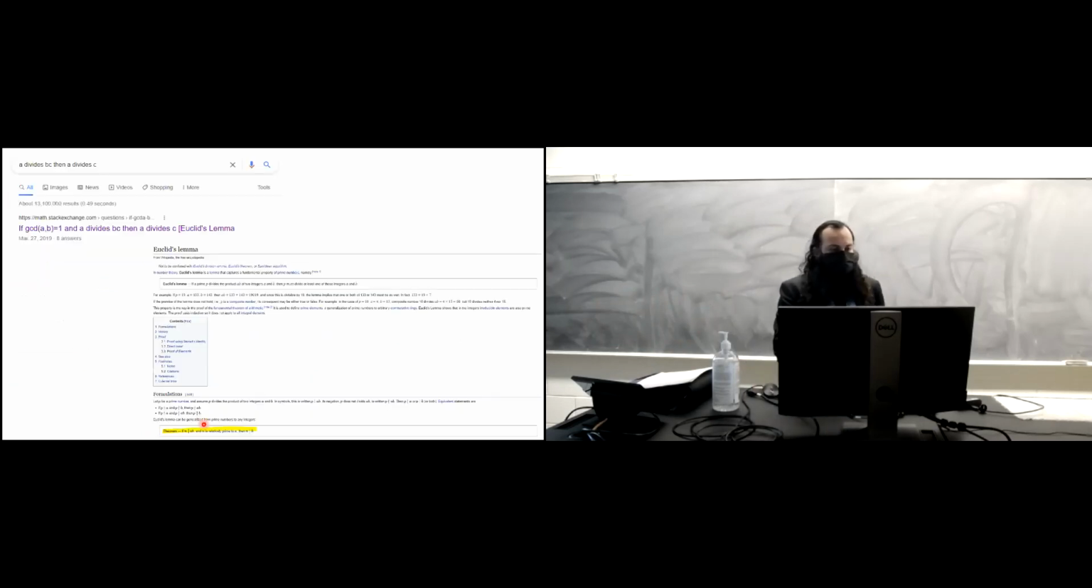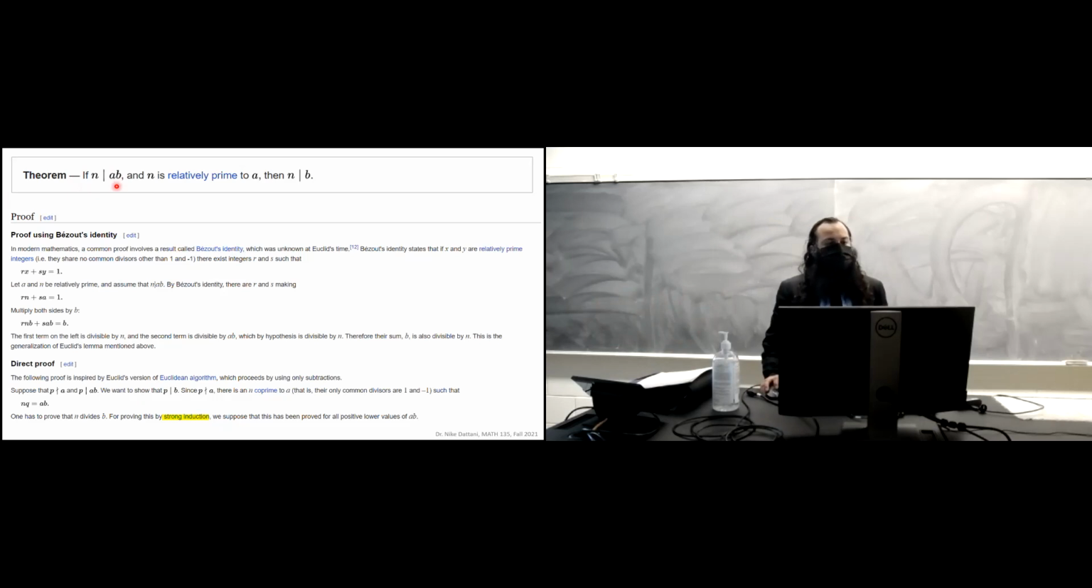So even though this looks so trivial, if n divides AB and n and A don't share any common factors, then n divides B. It looks so trivial, but it's not, okay? Lesson number 1. Things that look trivial are not necessarily trivial. You actually have to prove it, okay? Once you start trying to prove it, you realize, wait a minute, is this theorem even true? That's part of this course.